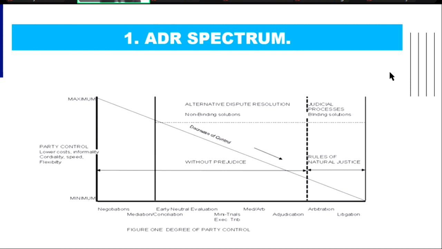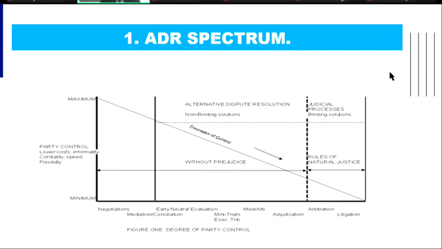Party control, we have the lower cost, the formalities, cordial relationship, speed, and flexibility. That is on the y-axis. Now, on the x-axis, I've put in a number of ADR mechanisms, negotiation, and the rest. But let me discuss one by one.